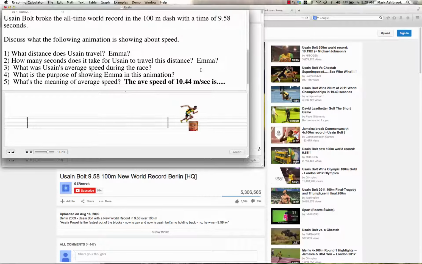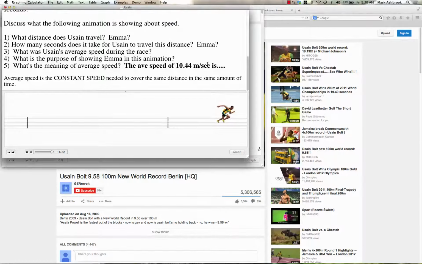Which constant speed is it? So now, looking at those first couple questions, what constant speed does Emma run at? Okay, 10.44. But this is really not about Emma. It's really about Usain, right? So 10.44. Usain's average speed is the constant speed to do what? To travel 100 meters in the same amount of time. It's the constant speed to go the same distance in the same amount of time.